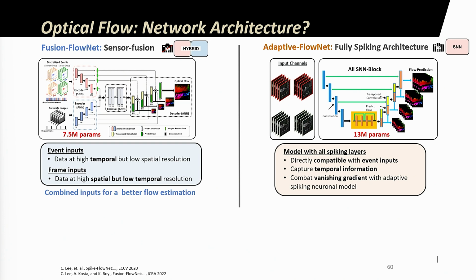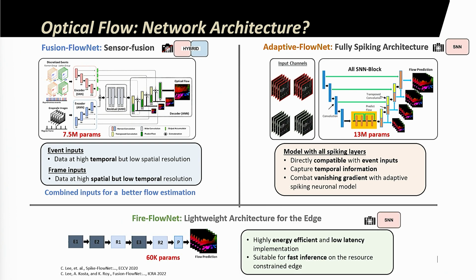Now, we also wanted to see how spiking networks do, and whether I can really have a very lightweight optical flow architecture. To that effect, we looked at a slightly different architecture, which is called Fire FlowNet, which is not a UNet architecture, and wanted to see how good or how bad we do using only 60,000 parameters in this particular case. And I'm going to do some comparisons to show how well it does.